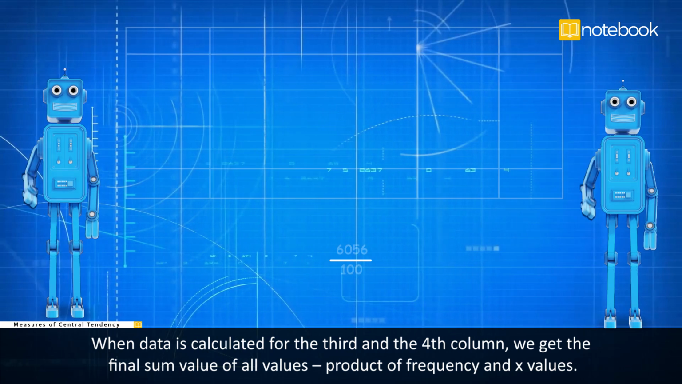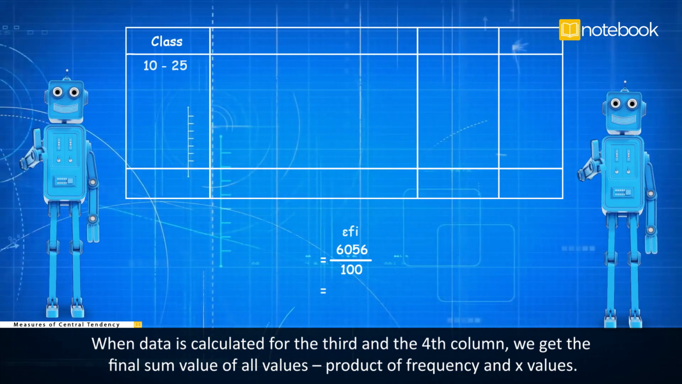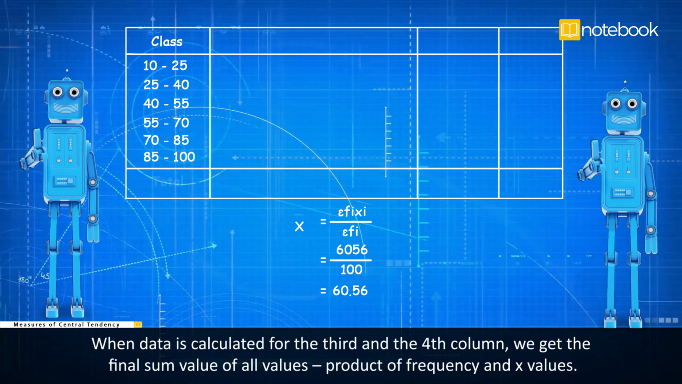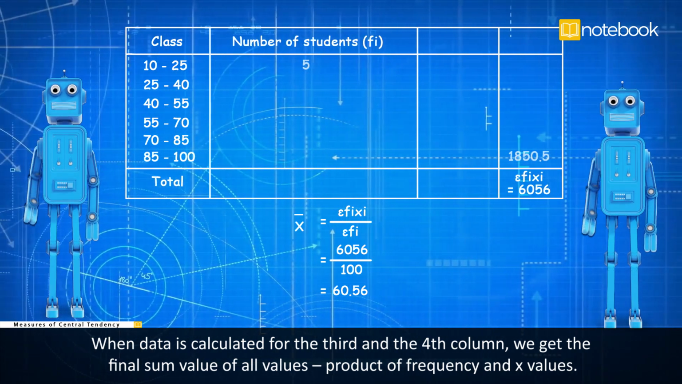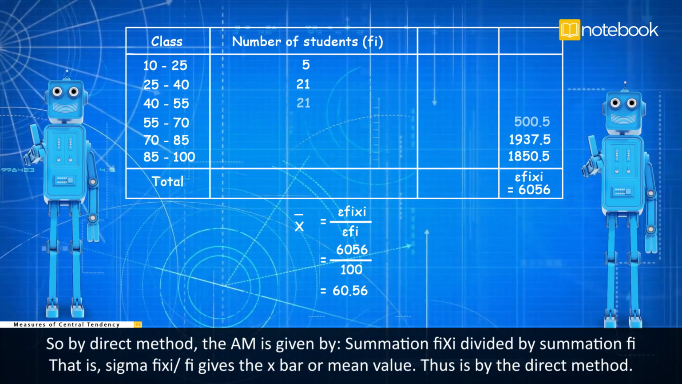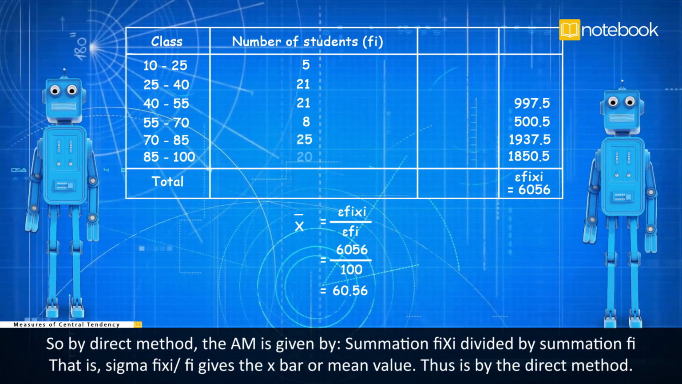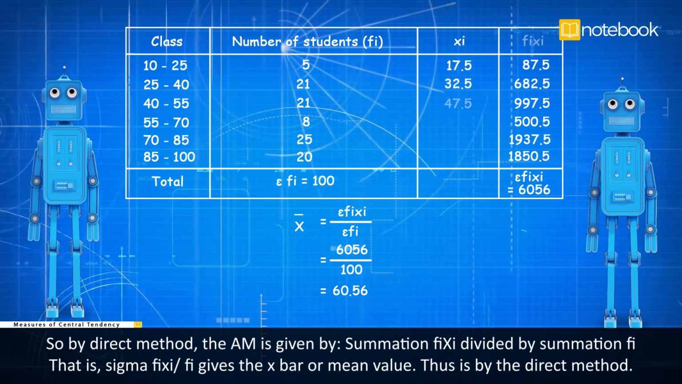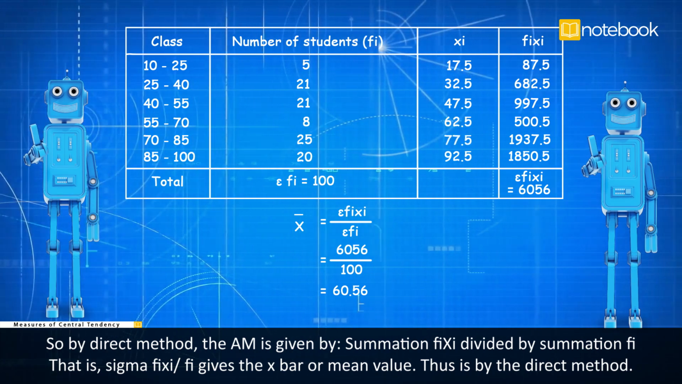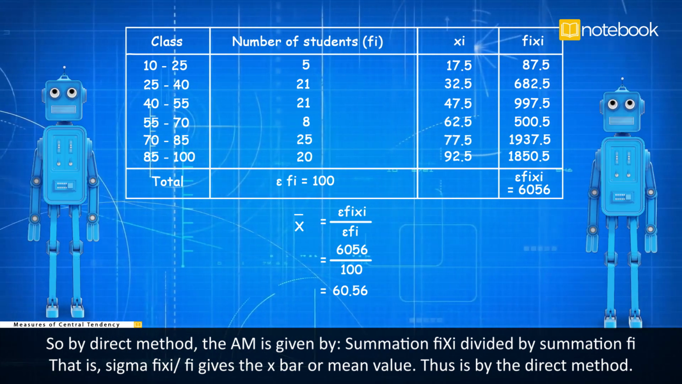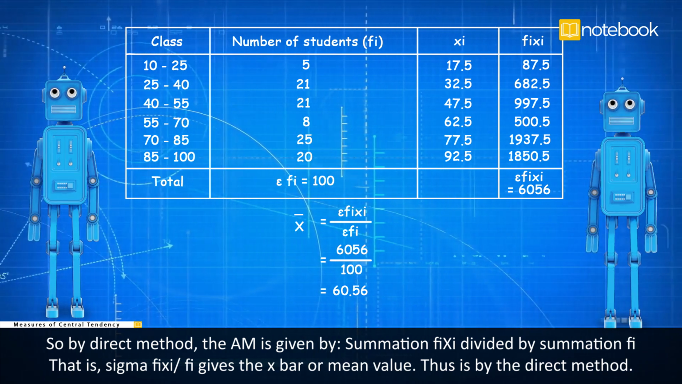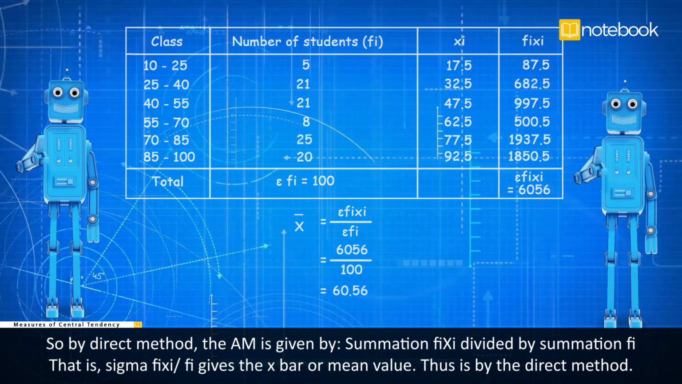When the third and the fourth columns are calculated, we get the final sum values of all the frequencies and the product of frequency and x values. So, by the direct method, the AM is given by summation fi xi divided by summation fi. That is, sigma fi xi by sigma fi gives the x bar or mean value. Thus, by the direct method.